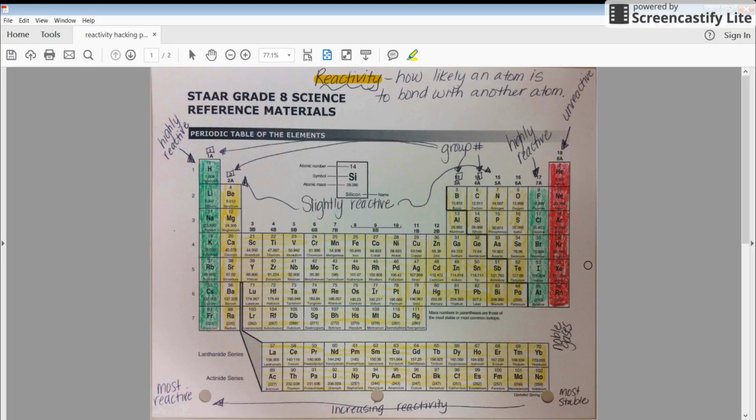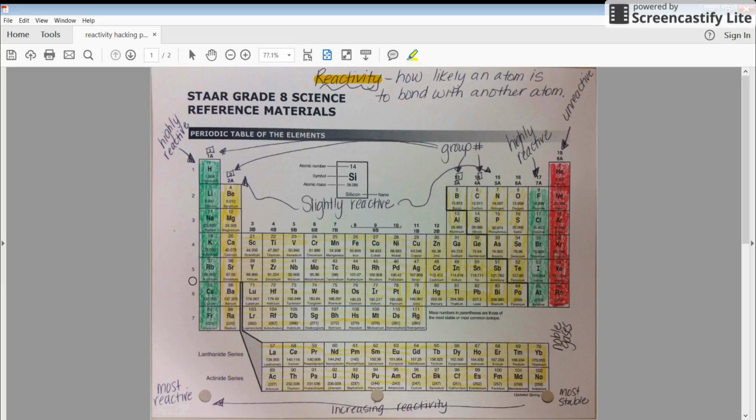So because they're unreactive, they don't want to bond with other atoms. They are very unlikely to bond with other atoms. They're very unlikely to make compounds with others. They can, but it's very difficult. So the reason that these guys are very unreactive is because their outer shell of electrons is full already. And once it's full, they're happy.